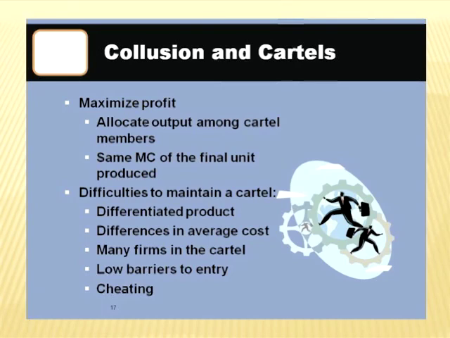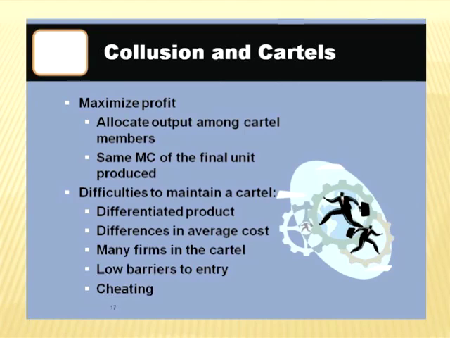Now, cartels are notoriously unstable. And in fact, OPEC is a very unstable one, despite having some control over price. They frequently don't get the prices that they want to get, and they're always walking a fine line trying to decide exactly what price it should be, because you don't want to get it so high that it kills off all your customers. Some of the other reasons why a cartel typically has problems is that the product is differentiated.